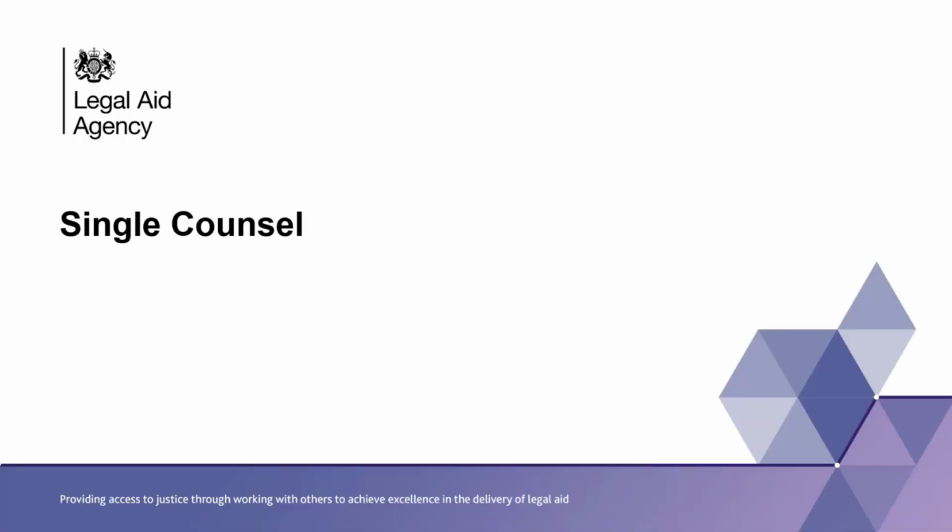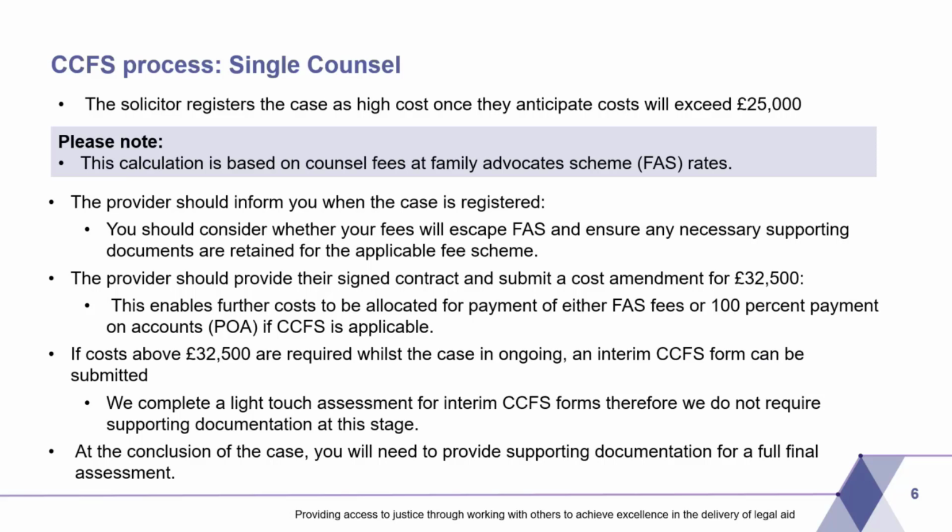The first section that we are looking to cover will be the single counsel case plans. And the first thing I would like to do is give you an overview of how a single counsel case plan under CCFS works. So when a case is registered as high cost, this is when the solicitor anticipates cost will exceed £25,000. And this is based on when counsel fees are at FAS fees, not when they are claiming events. Once a case has been registered, we will set up a case plan task for the solicitor, and then they will be given the option to submit a high cost contract and to increase their cost limit to £32,500.